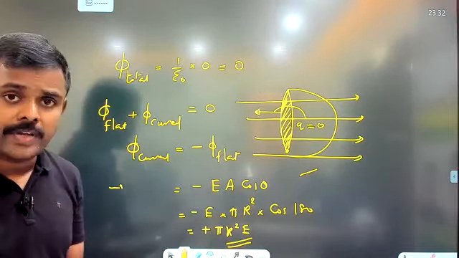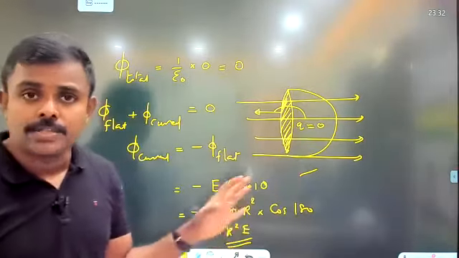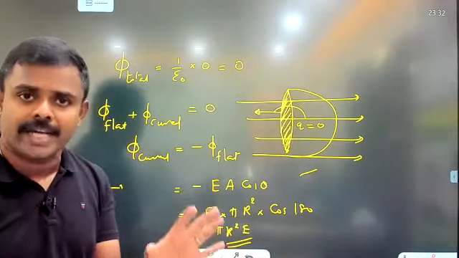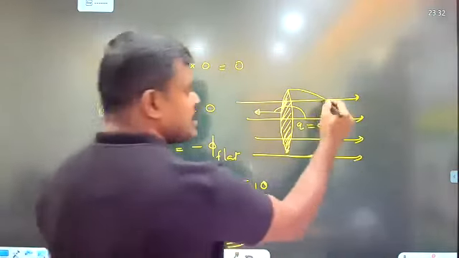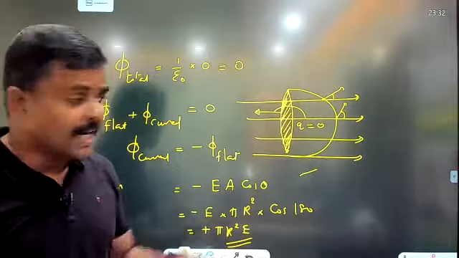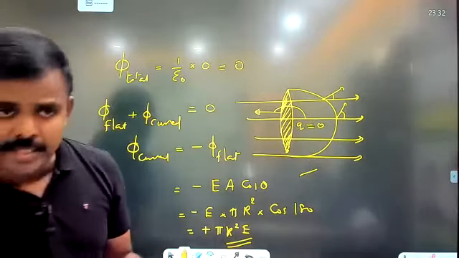A hemisphere is kept in an electric field. You have to find the flux through the curved surface. The flux through the curved surface cannot be found directly. Why? Because the angle is different. Look at the angle here. The angle keeps changing. Understood? So you can't find it directly, so we use an indirect method here. How do we do that?